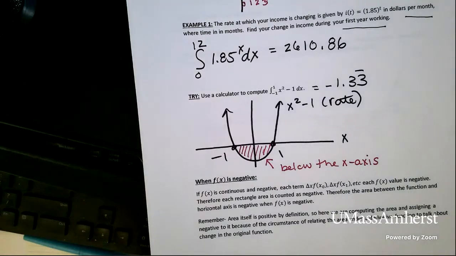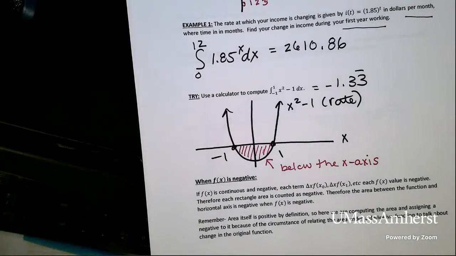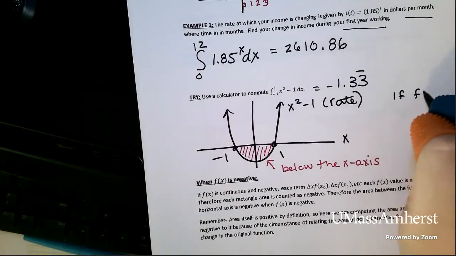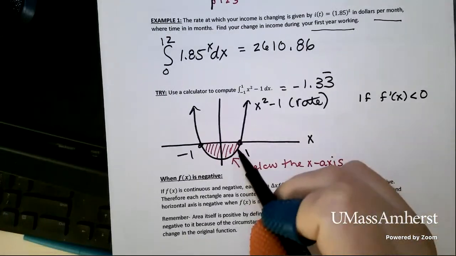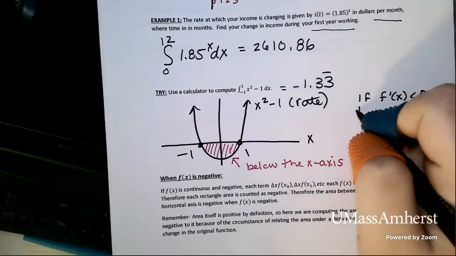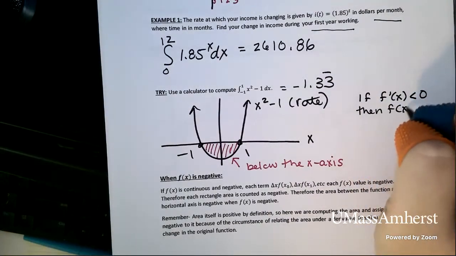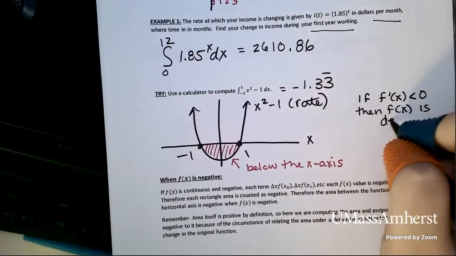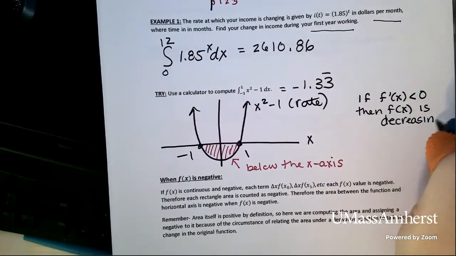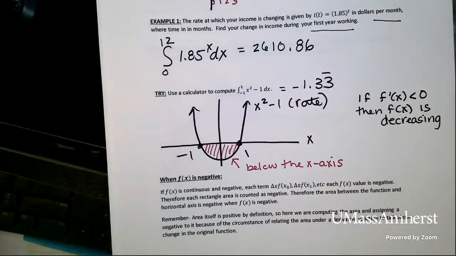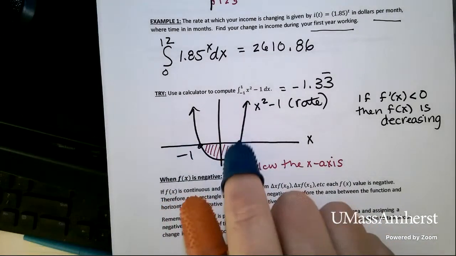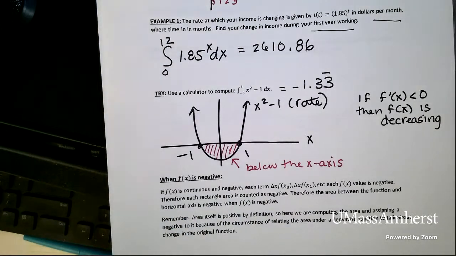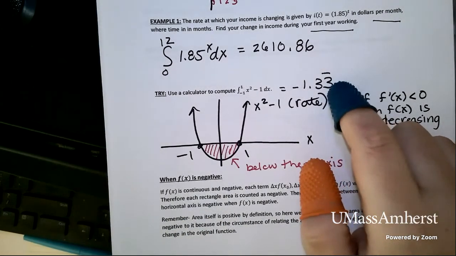So I want to remind you that if the derivative of a function is negative, so if the derivative is below the x-axis, that tells us that the original function is decreasing. Okay. So if we get negative area, it's because the function is below the x-axis. And what that tells us is how much the original function decreases.